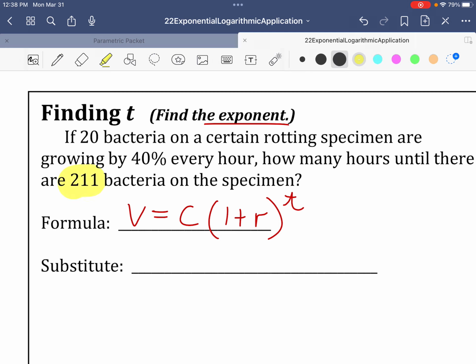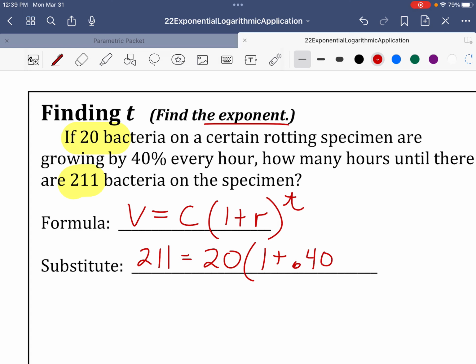Now, kids, 211, that's your final value. So keep in mind that that's what goes on the left side of the equal sign. That's always the final value. But we started with 20 bacteria, so that's what's going to get filled in as my initial value. Now, as I continue to put parts into this formula, we get to the spot where we have the rate. The rate is the percent as a decimal. Remember, you want to move the decimal 2 places. So we end up with the equation 211 equals 20, 1 plus 0.40 to the t.